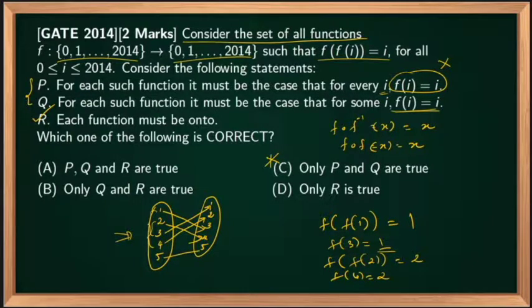So you cannot contradict the statement Q. For each such function, it must be the case that for some I, f of I should be equal to I. So this is true, but this statement is wrong. So the answer should be B.